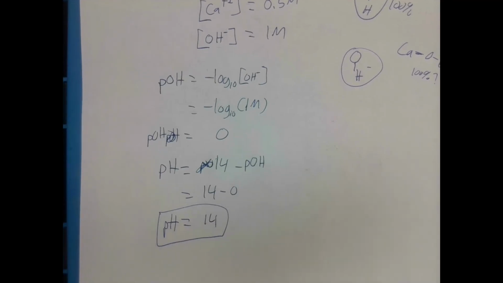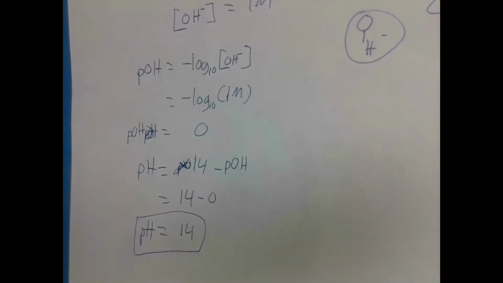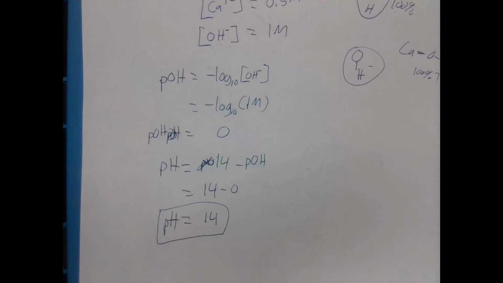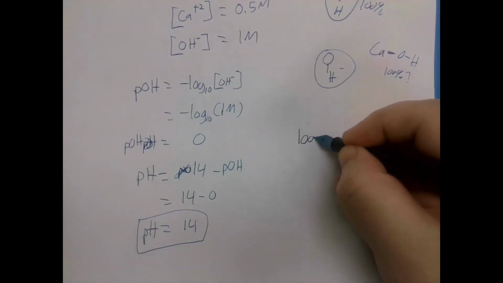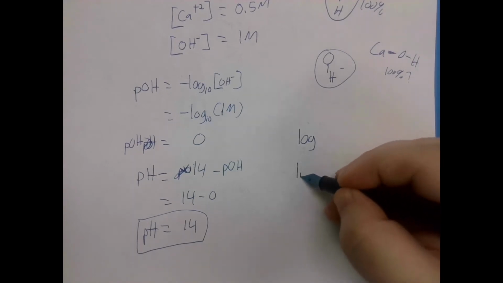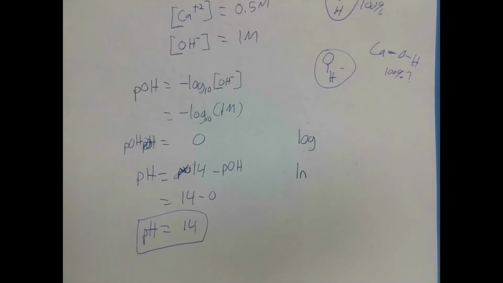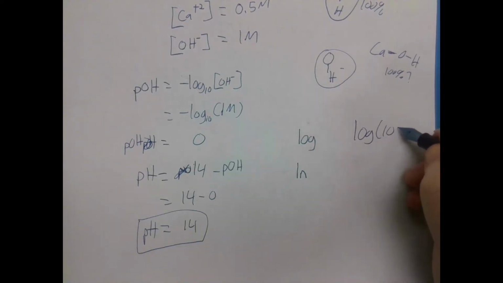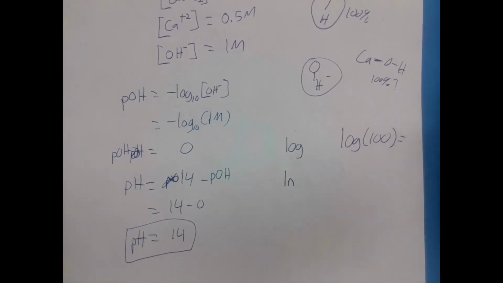Let's do an example real quick. Everyone good? Log base 10 set. Most calculators' LOG is base 10. The other one is LN. For example, if you type in log of 100 and you get an answer of 2, you know it's base 10.